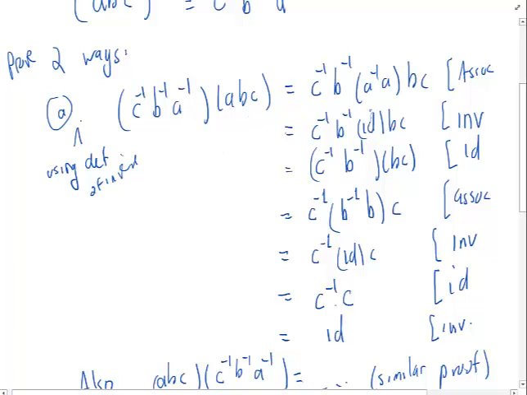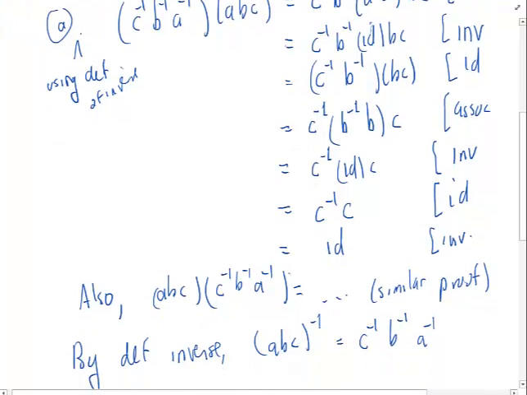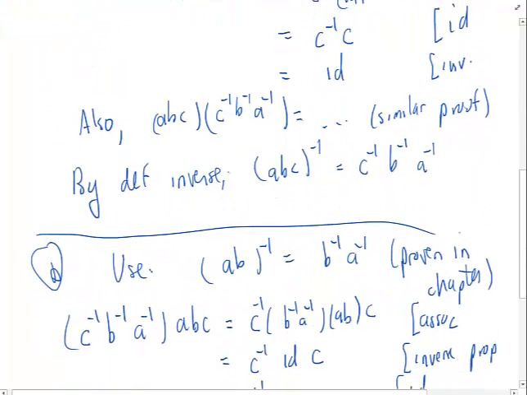To complete the proof that C inverse, B inverse, A inverse is the inverse of ABC, I need to show the other way also. I don't show it because it's really an identical proof, just shuffle some things around. So by the definition of inverse, we get that (ABC) inverse equals C inverse, B inverse, A inverse.